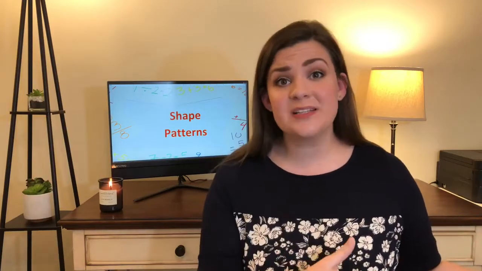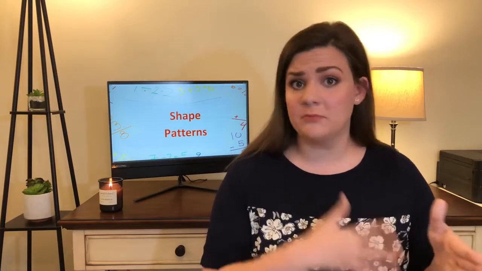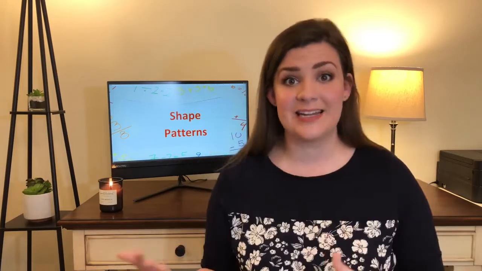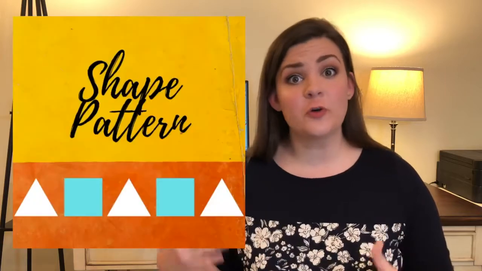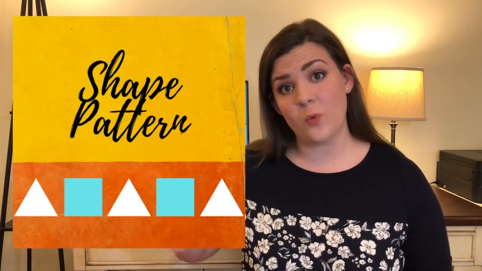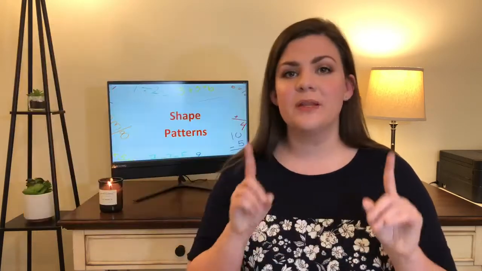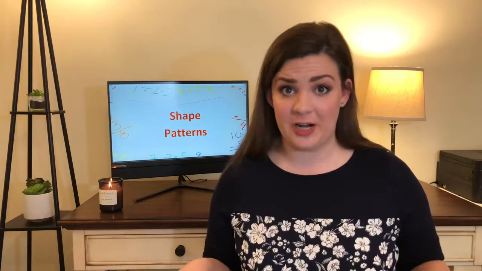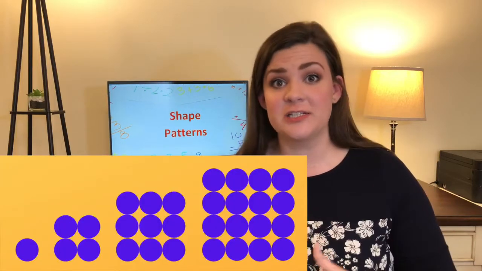The rule for a shape pattern, however, could be to figure out how and when to repeat a shape, or to see if there's a relationship between one term to the next, and then to the next, and see how it changes. So the rule for this pattern is triangle, square, and then it repeats itself. But let's look at a shape pattern that doesn't alternate. This is a shape pattern that changes and grows.